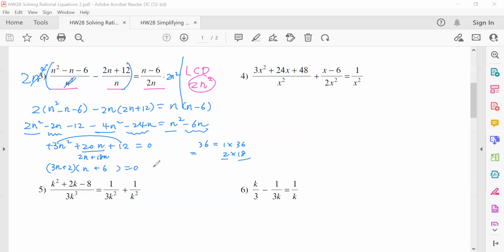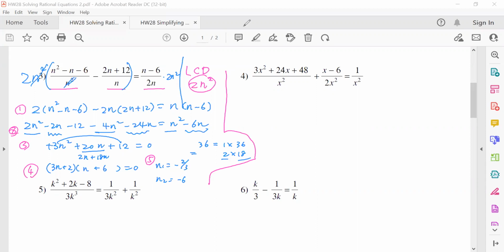All right, so what do you get? n1 is negative 2 over 3. n2 is negative 6. So you can see the process is actually so clear here. First, we get rid of the rational expression. Second, simplify. Third, combine like terms. And then we factor them and use the zero product theorem, and we get the solutions. So the process is right here.